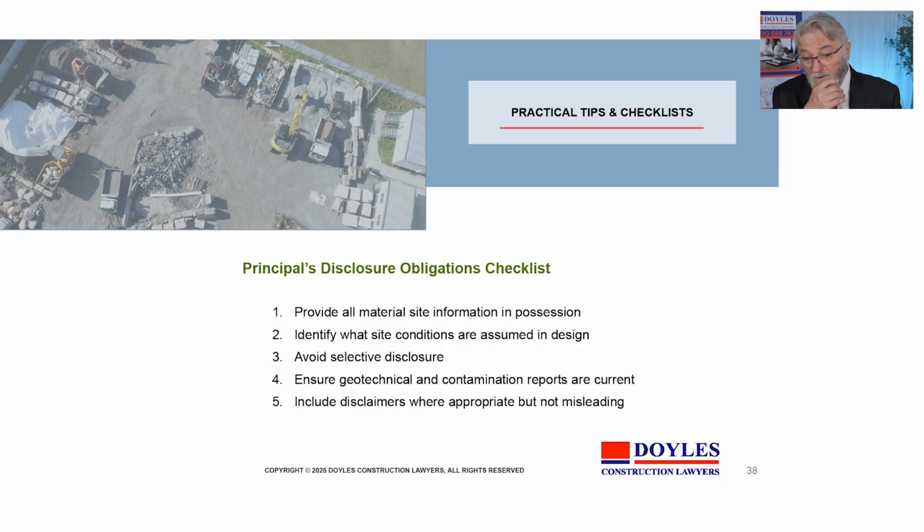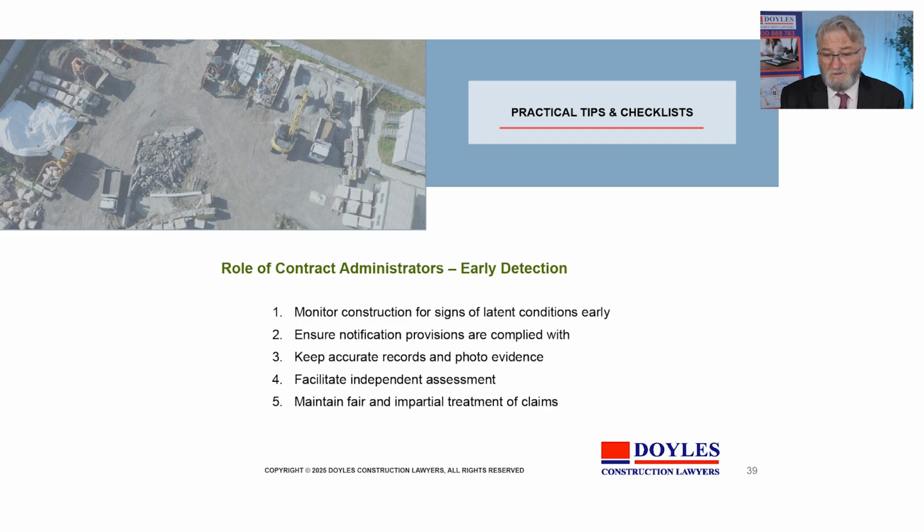For a principal disclosure obligation, look carefully at providing all the material site information in possession. Identify what site conditions are assumed in design in case they come back to haunt you, and ensure that geotechnical and contamination reports are current, because that otherwise will cause grief. Early detection. If you're a contract administrator, you should look carefully to making sure that you're on top of latent conditions and can manage them from the get-go. As soon as they occur, you've got plans in place to run them forward.